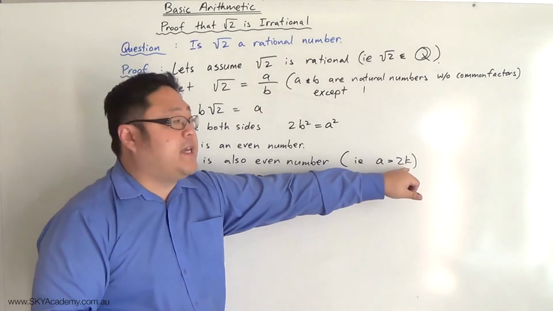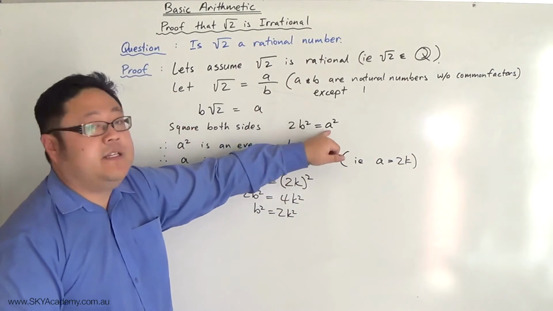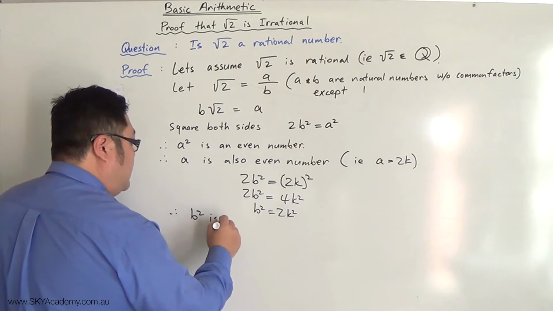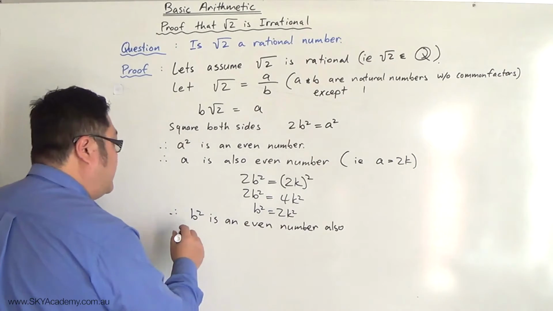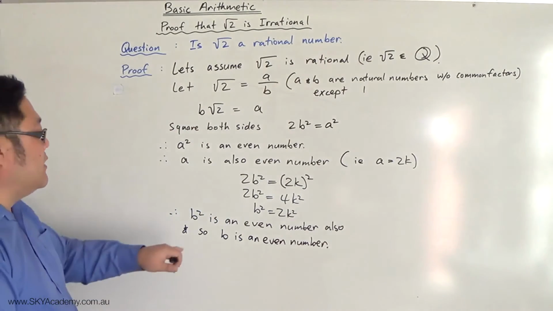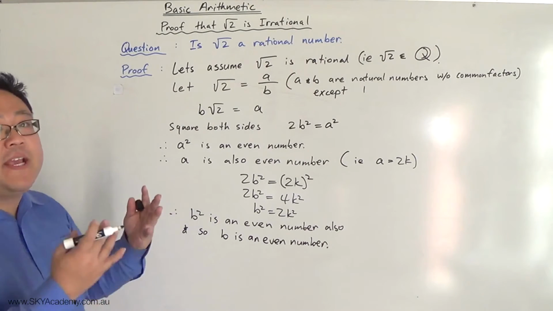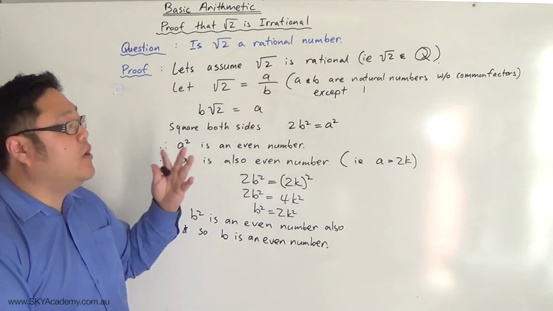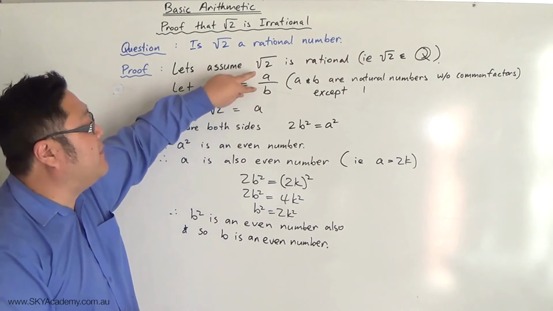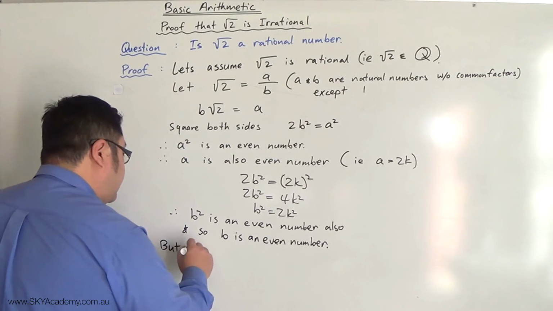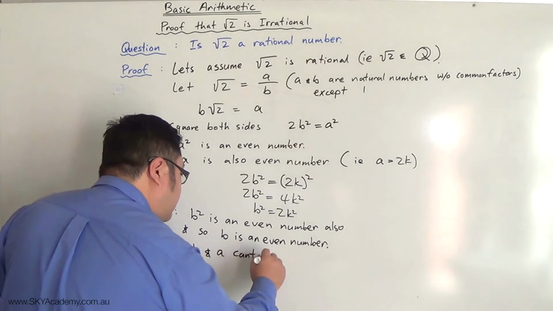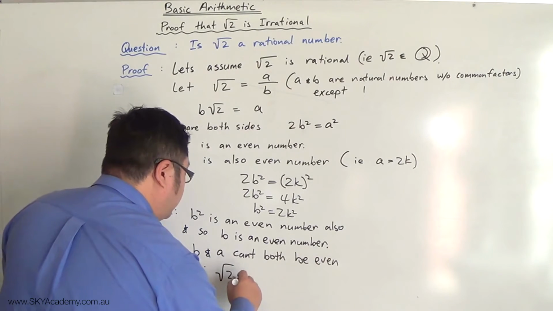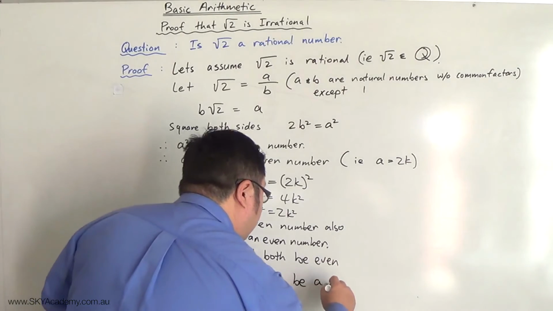Now, the thing here is that k is a counting number, a is a counting number, and b is a counting number, which means b squared is an even number also, and so is b, right? So b is an even number, a is an even number, but they can't both be even, because if they're both even, then a over b would not be simplified to its lowest terms. They have a common factor of 2. So, b and a can't both be even, therefore the square root of 2 cannot be a rational number.